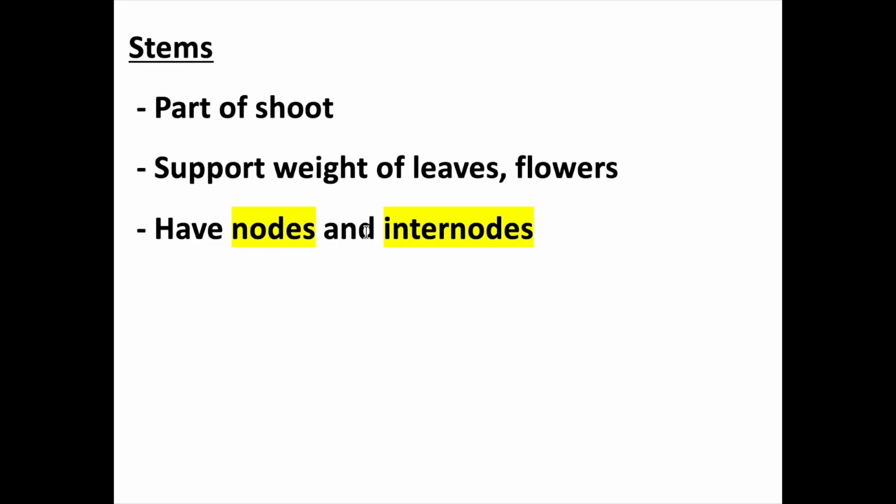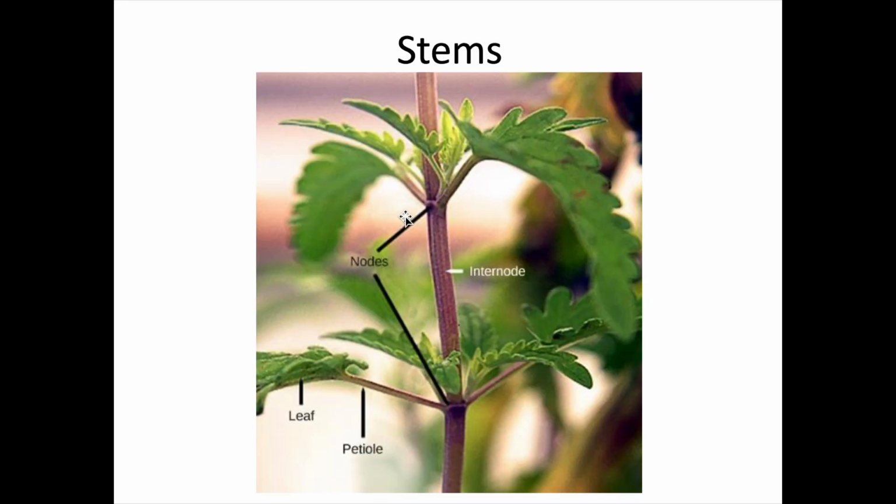Stems have nodes and internodes. Let's take a look at these. So the node is the point along this stem where a leaf is attached. I think the key term says, yeah, a point along the stem at which leaves, flowers, or aerial roots originate. More on aerial roots later, but it's where stuff comes off of the stem.